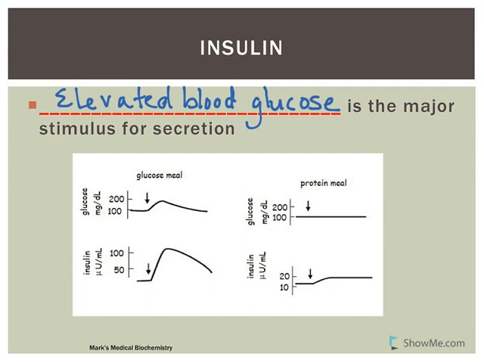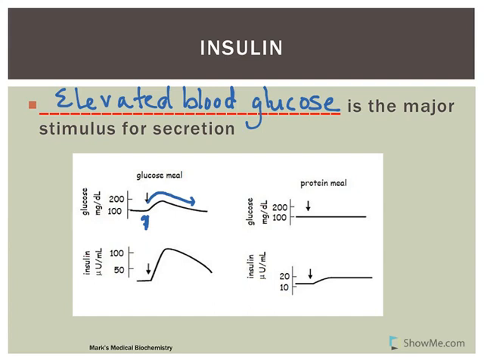So if you look at the picture from a biochemistry textbook, the scenario was they had an animal ingest a straight glucose meal. That's all that they took in. You'll notice initially the blood glucose levels go up, but then you see they start to decline because that stimulated the release of insulin. And insulin's job is to get the blood glucose levels back down.